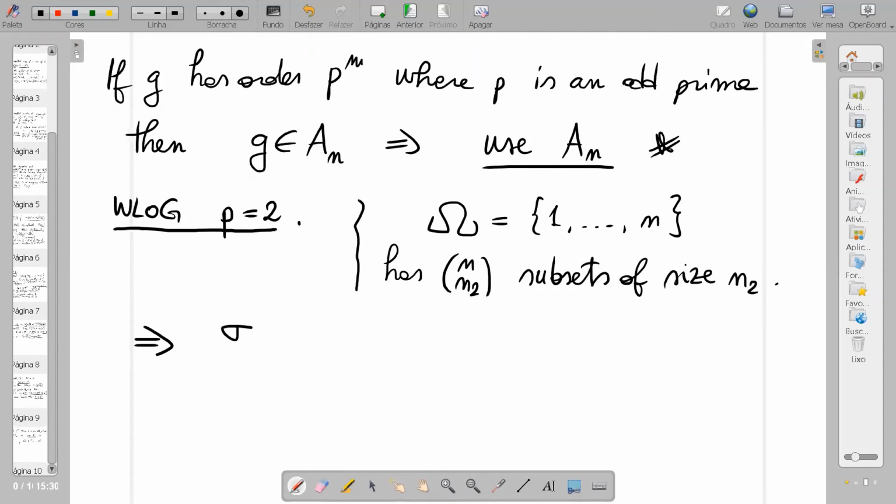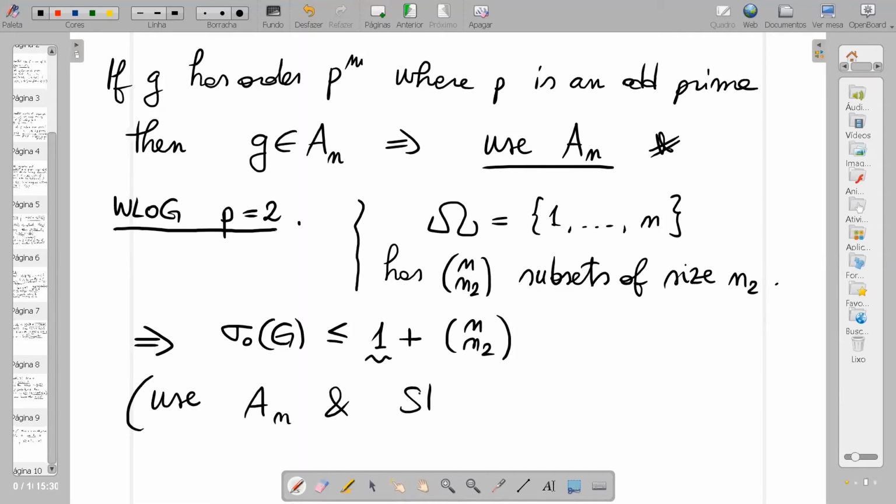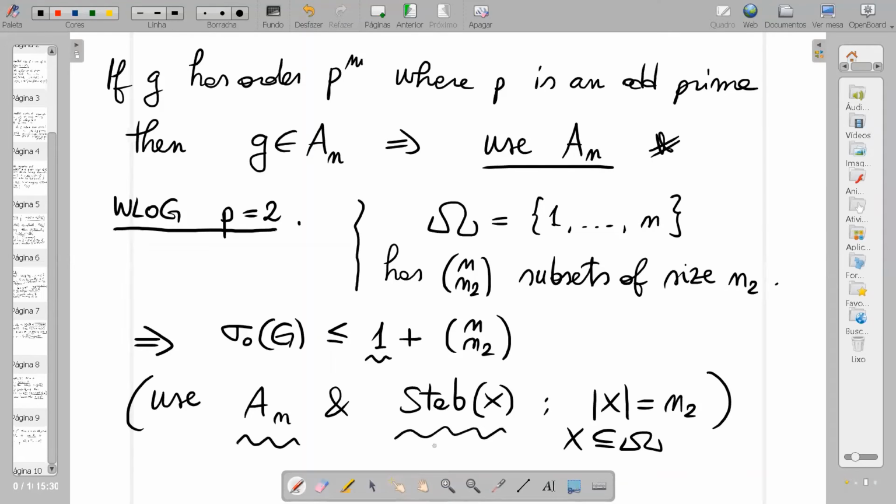And essentially, this implies that sigma 0 is at most 1 plus n choose n/2. Because this one corresponds to A_n and the stabilizers of X, with X a subset of omega of size n/2. So essentially, I'm claiming that if you take this and all of them, then you are covering all the primary elements.